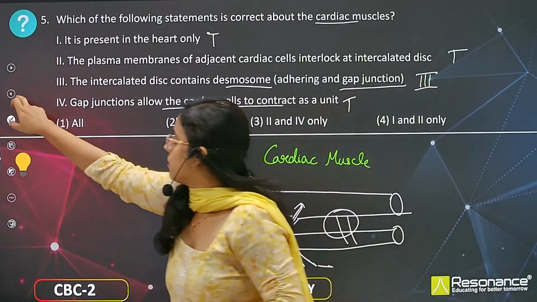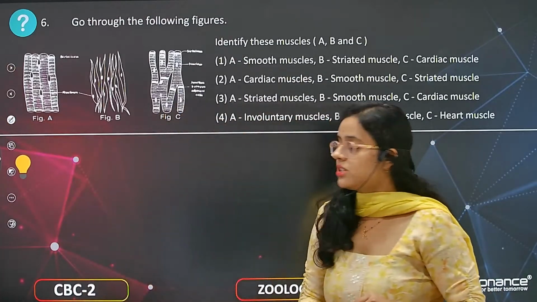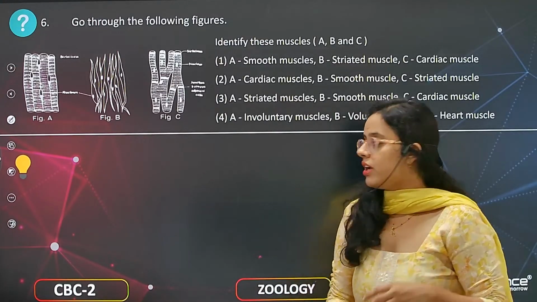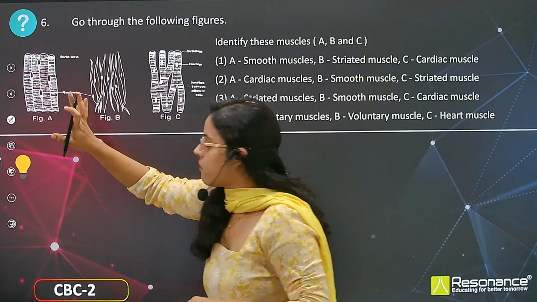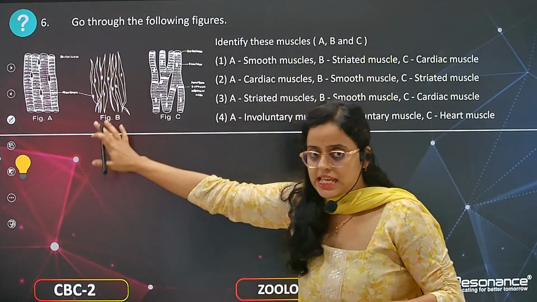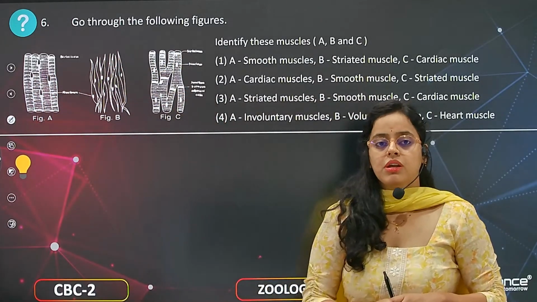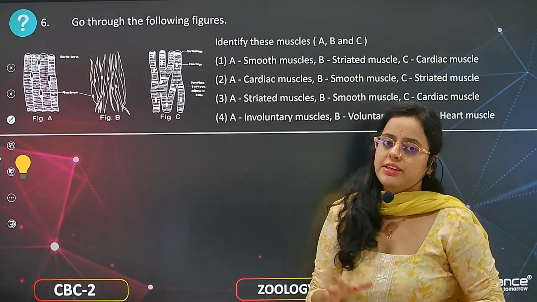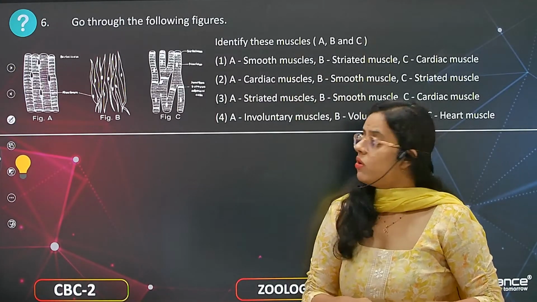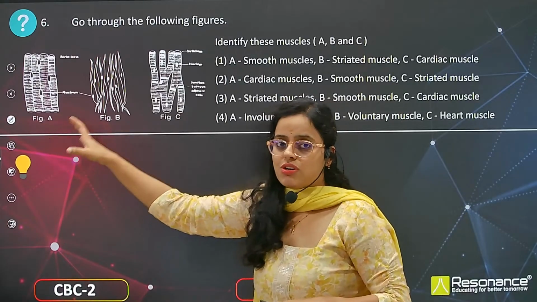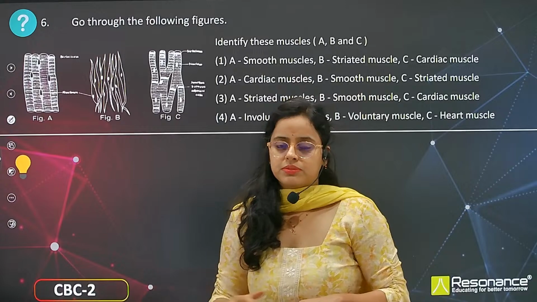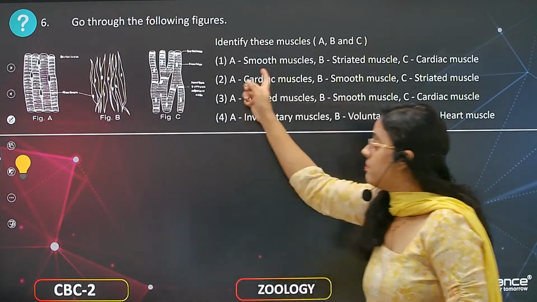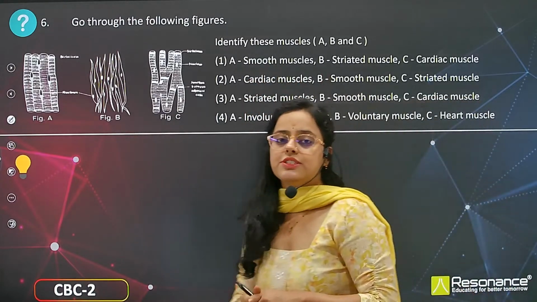Okay, now coming to the next question, the sixth question. By the figure itself you can figure out. Okay, go through the figure. So this is which type of muscle? Figure A, figure B and figure C. Closely monitor the diagram. So what is figure A? What is figure B? And what is figure C? Write it down. Then come to the options. Now let us see these options.